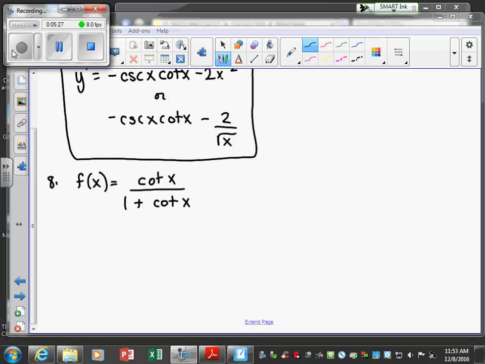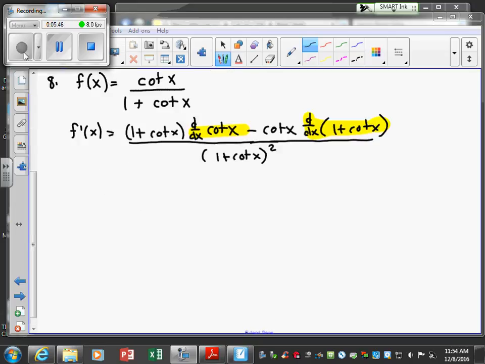Okay, cotangent x divided by 1 plus cotangent x. What derivative rule will we use? Quotient. So low d high minus high d low over the square of what's below. Set that up and then just calculate the derivatives in the first step.